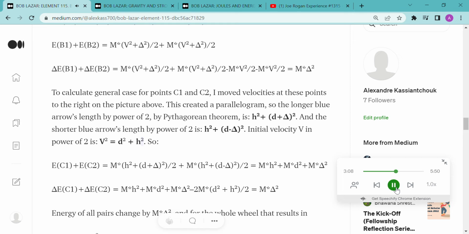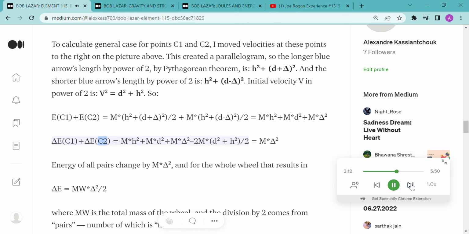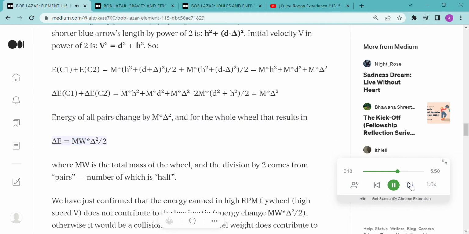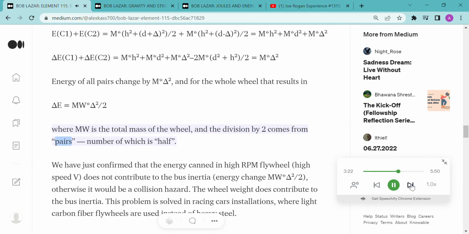So, EC1 plus EC2 equals delta EC1 plus delta EC2 equals (mh² plus md² plus m delta squared) times 2, over 2, equals m delta squared. Energy of all pairs changes by m delta squared, and for the whole wheel that results in delta E equals mw delta squared/2, where mw is the total mass of the wheel, and the division by 2 comes from pairs, the number of which is half.